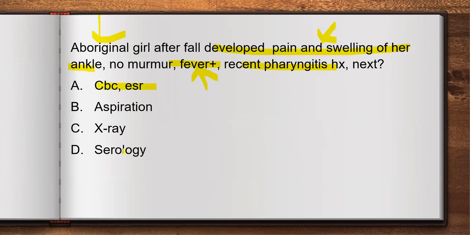Now, I don't know what serology they actually said. If they want you to choose that, they will obviously give a definitive language, which means they would write ASO titer. But serology is a kind of vague. We don't know what type of serology they are doing in here. So don't choose any vague options.